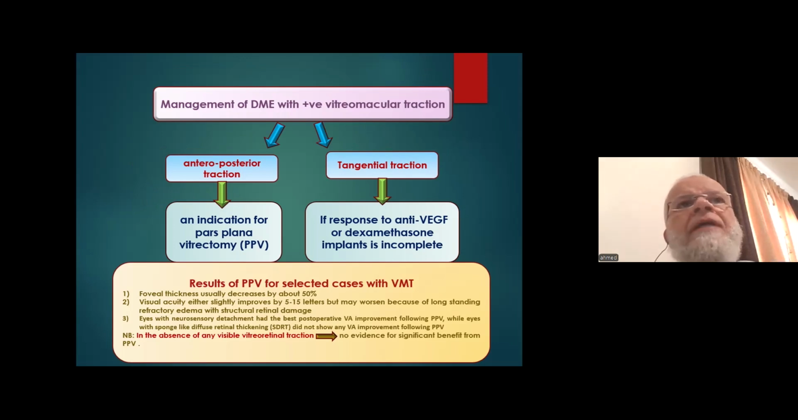If there is vitreomacular traction, if it is anteroposterior traction, we go straight to vitrectomy. If it is tangential traction, we first try with anti-VEGFs or dexamethasone. If no response, we go to vitrectomy. But in the absence of any visible vitreomacular traction, there is no evidence of significant benefit from pars plana vitrectomy.